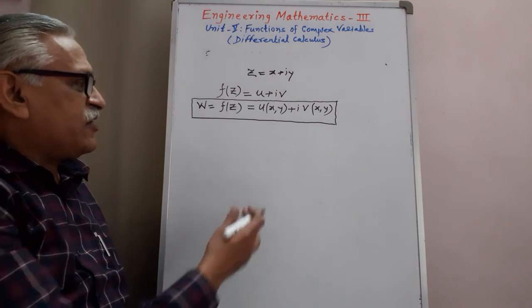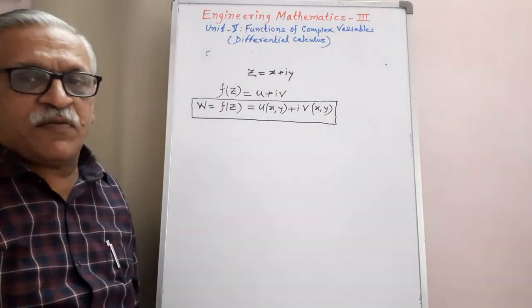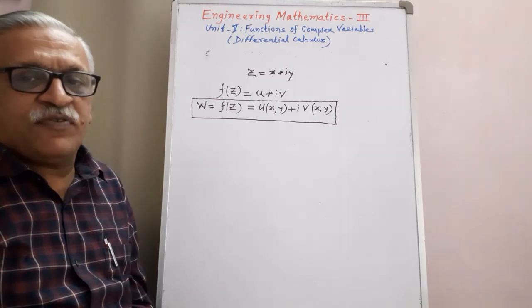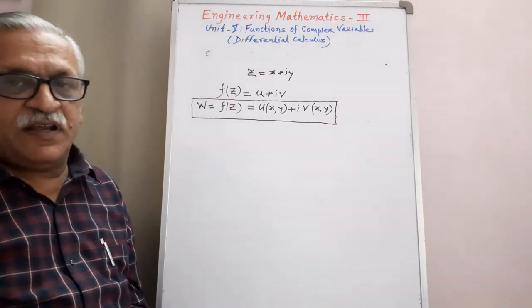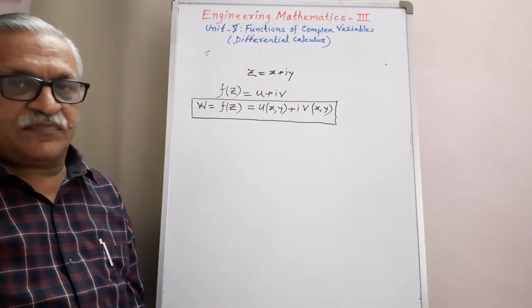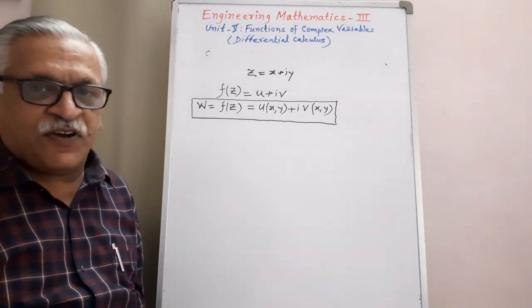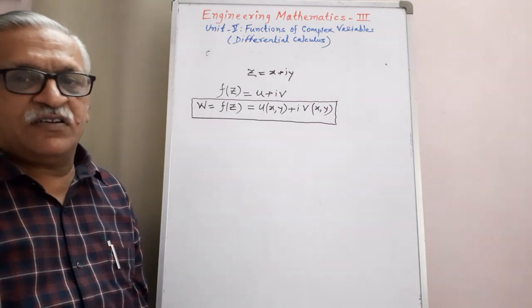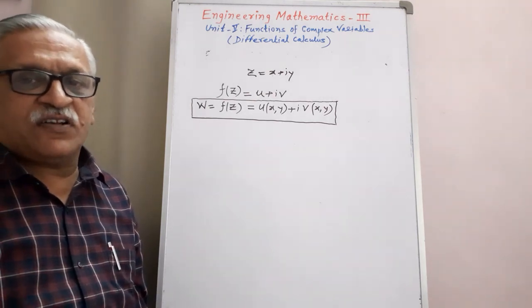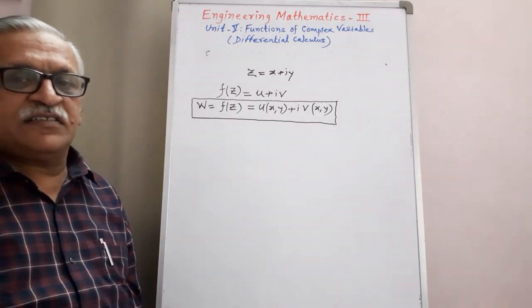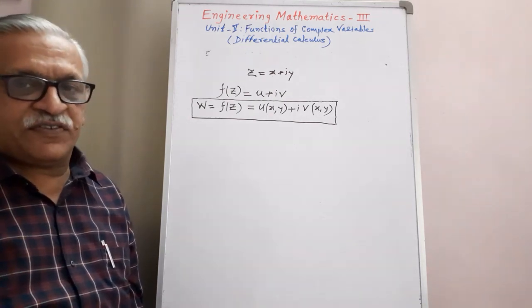And I have explained with 5 simple examples how we can obtain f of z in the form of u plus iv. In the next video, I will discuss important points from function of a complex variable, the definition of an analytic function, or what is meant by an analytic function, and the related singularity of that function.